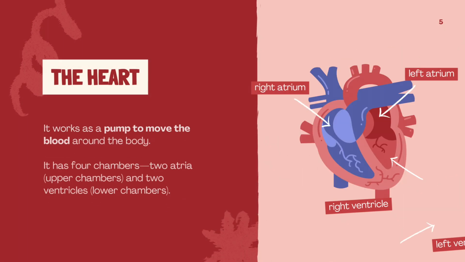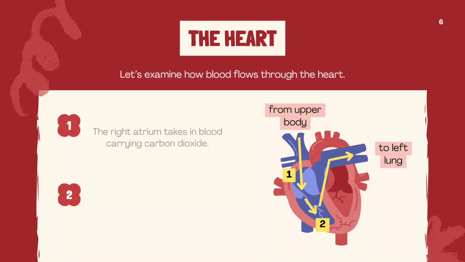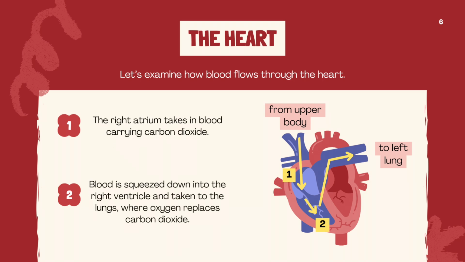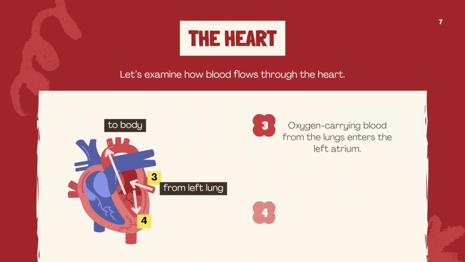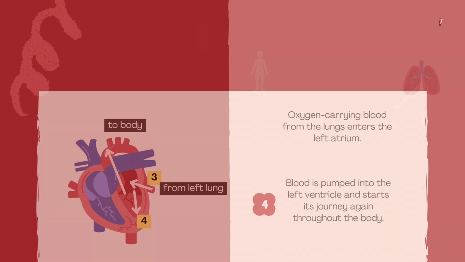The heart. It works as a pump to move the blood around the body. The right atrium takes in blood carrying carbon dioxide. Blood is squeezed down into the right ventricle and taken to the lungs, where oxygen replaces carbon dioxide. Oxygen-carrying blood from the lungs enters the left atrium. Blood is pumped into the left ventricle and starts its journey again throughout the body.